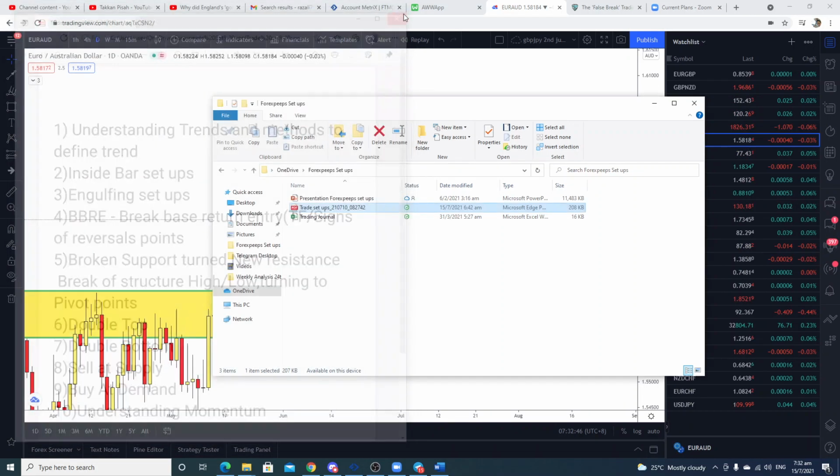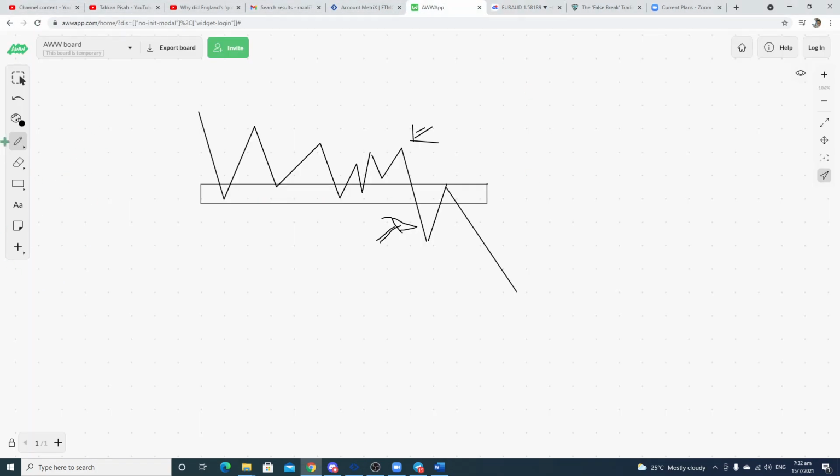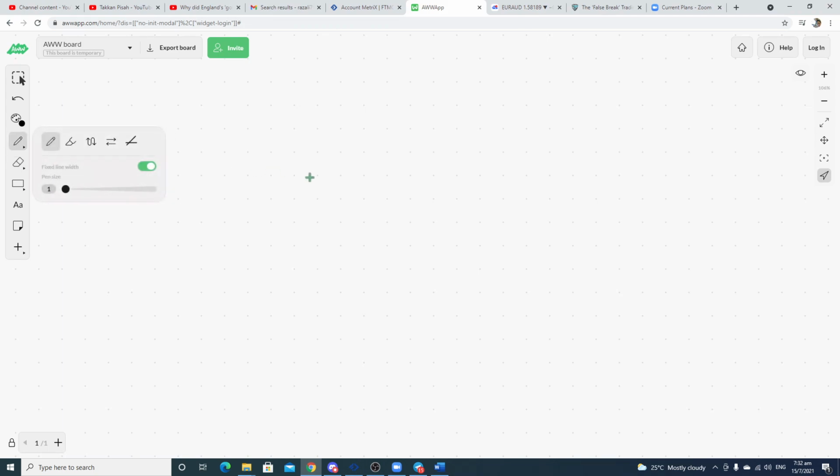I'm going to explain my point about break-based return entry, what it's all about. As normal, I'm going to share with you my rationale. When the market moves, it's never in a straight line. We all know that.